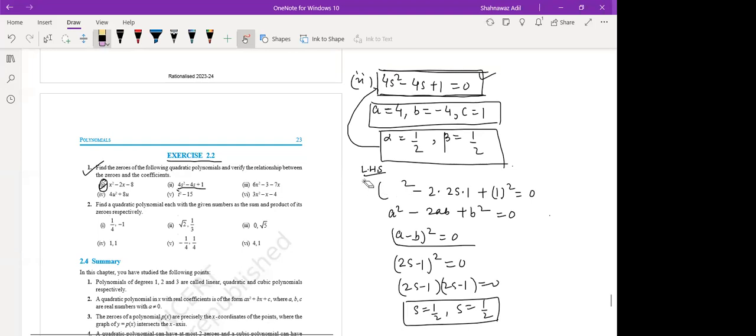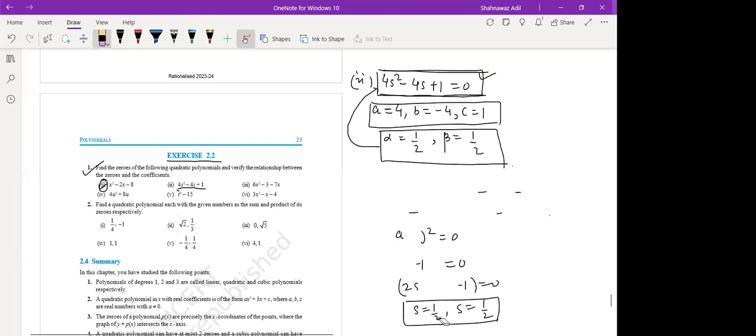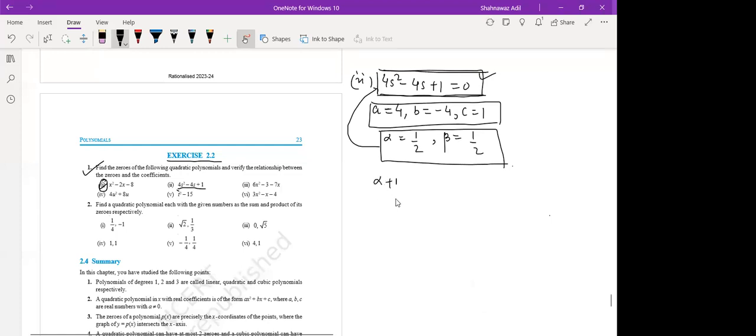So now we know the solution. Then we can prove the relationship between the zeros and the coefficients. So what is sum of zeros? Sir, it's 1. Half plus half, right? So half plus half is 1. Okay, and what is minus b by a? Minus b by a is minus of minus 4, by 4. So this minus cancels, this 4 cancels, this is 1. So we can say that alpha plus beta is minus b by a.